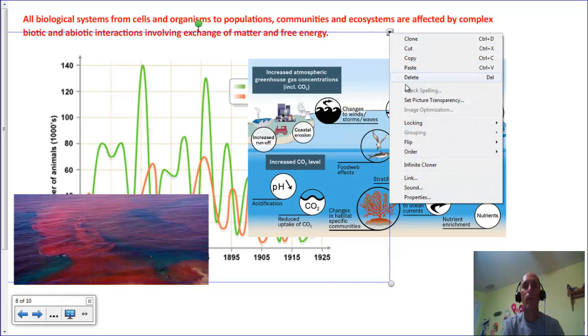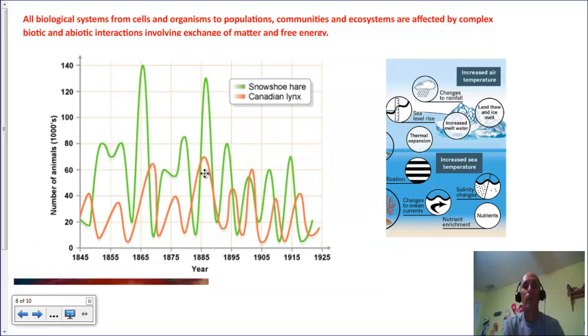And you can see here that the lynx populations are almost always lower than the hare populations. As the lynx population grows, it causes the hare populations to fall. As the lynx population falls, the hare population grows. So that's just a simple example of predator-prey relationships, and that is just one interaction between two biotic organisms.